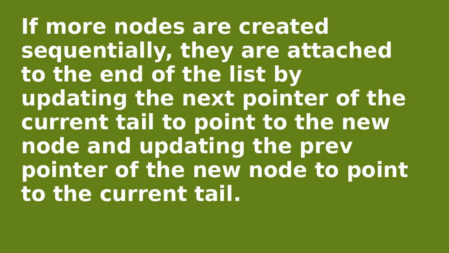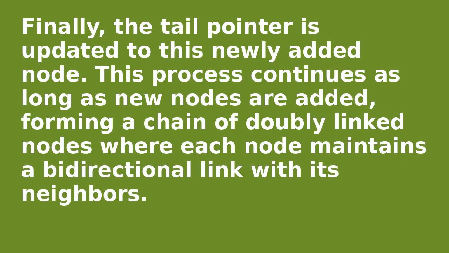If more nodes are created sequentially, they are attached to the end of the list by updating the next pointer of the current tail to point to the new node and updating the prev pointer of the new node to point to the current tail. Finally, the tail pointer is updated to this newly added node. This process continues as long as new nodes are added, forming a chain of doubly linked nodes where each node maintains a bidirectional link with its neighbors.